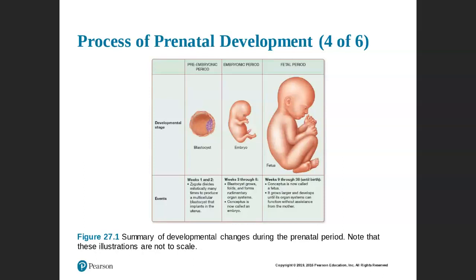The blastocyst will grow. As you can see, it's looking more like a human, and it forms the rudimentary organ systems. All of the rudimentary organ systems are basically laid down by week 8. The conceptus is now what we refer to as an embryo. And then finally, the fetal period is the weeks 9 through 38 until birth. Now the conceptus is now called a fetus. It grows larger and develops until the organ systems can now function independently. Okay. So those are your 3 periods.